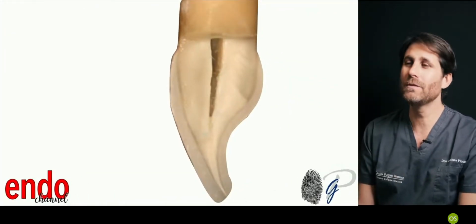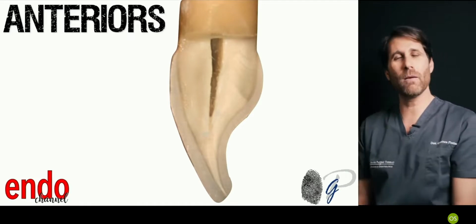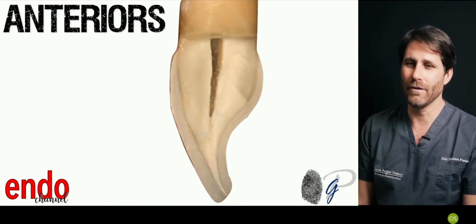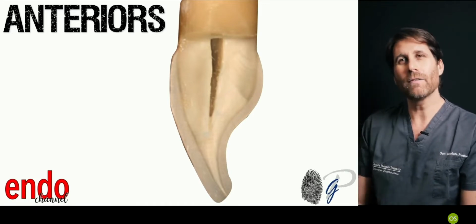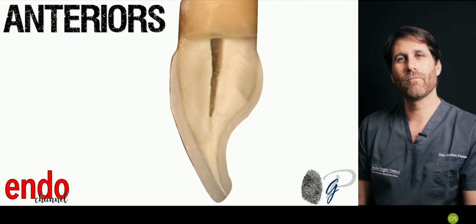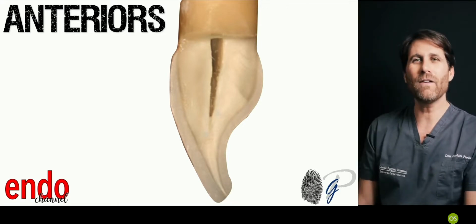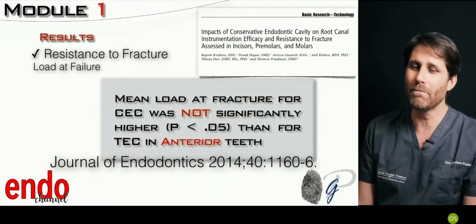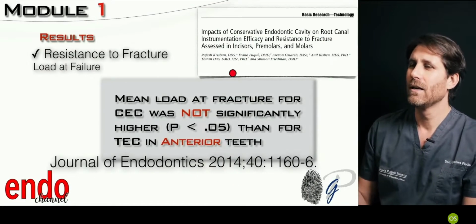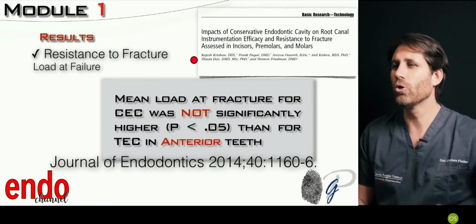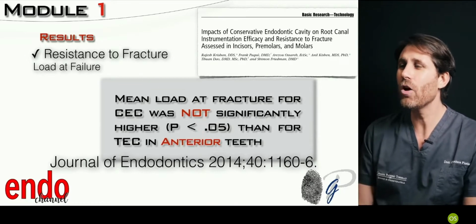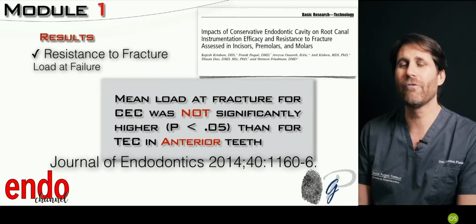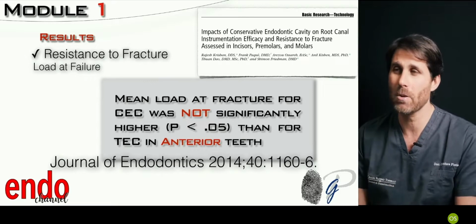What about anteriors? We have only spoken about posteriors until now. Anteriors we have spoken less about, because honestly a conservative approach is less important in anteriors. Why? Because since the first study published in the literature, in 2014, these authors have demonstrated that the mean load at fracture for a conservative access was not significantly higher than for a traditional access in anterior teeth.